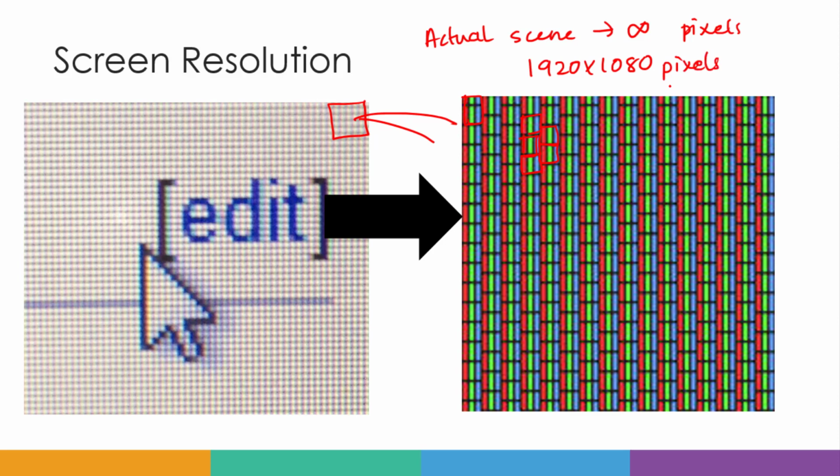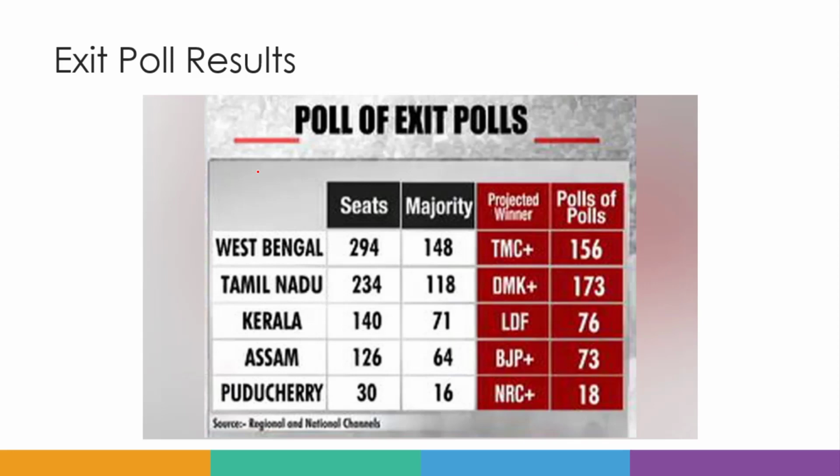This many pixels for HD screen, and we are trying to fool our eye and brain to give feeling of a continuous picture. So again we are taking the samples. These are samples of the actual scene. And one more example is exit poll result.